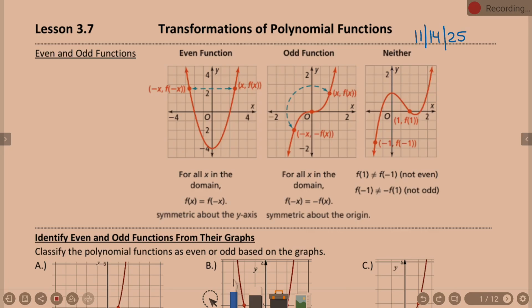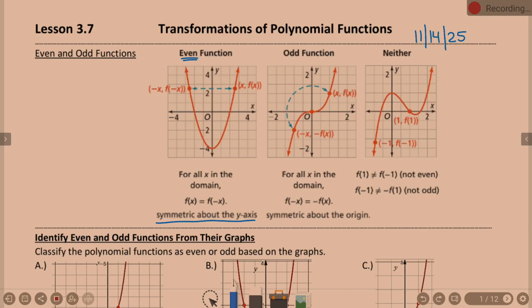But what we're going to start talking about today are even and odd functions. A function can be something called even. If a function is even, it is symmetric about the y-axis. What do we mean symmetric about the y-axis? Take the y-axis, fold it in half, and it's the same. Go back to your elementary definition of symmetric.